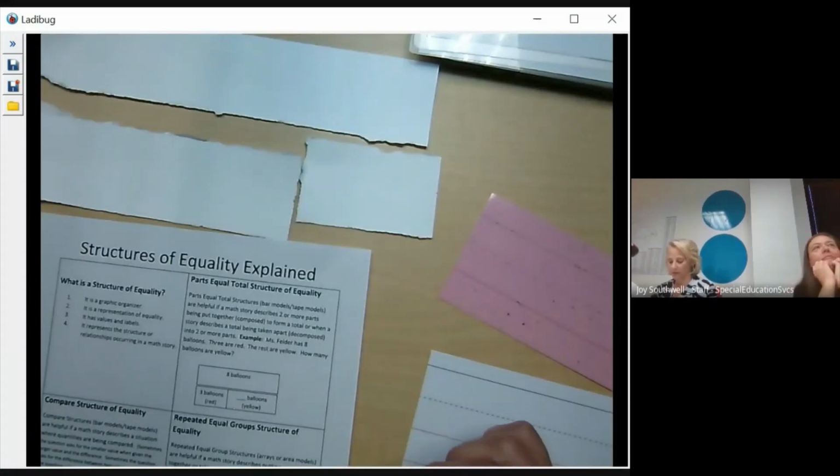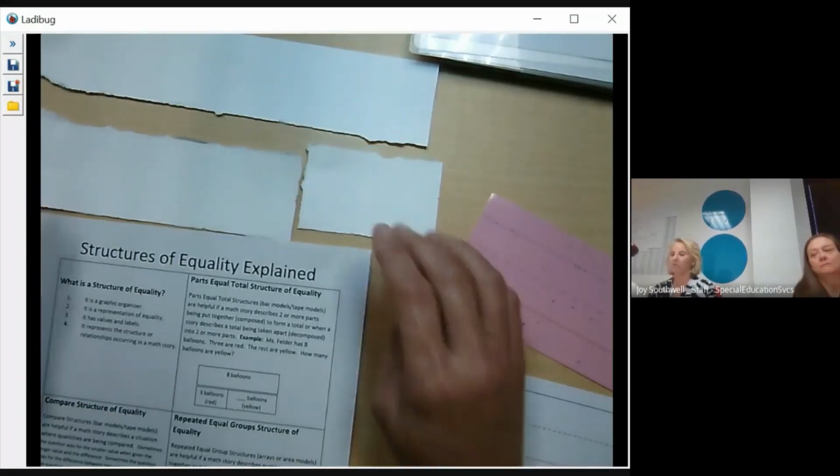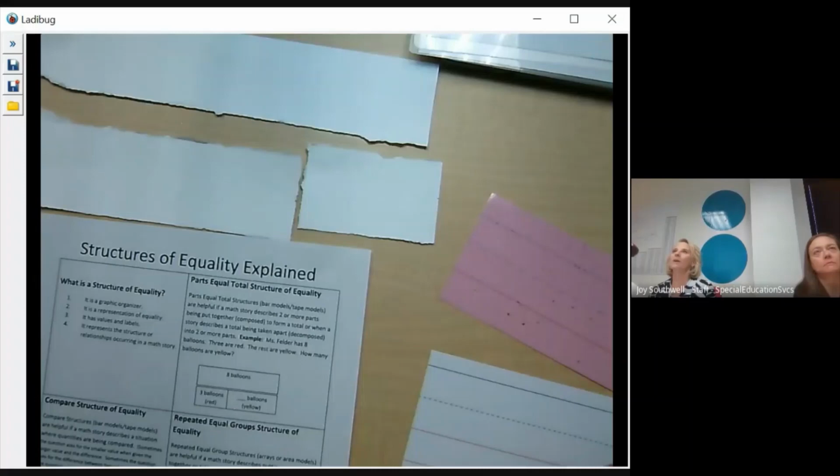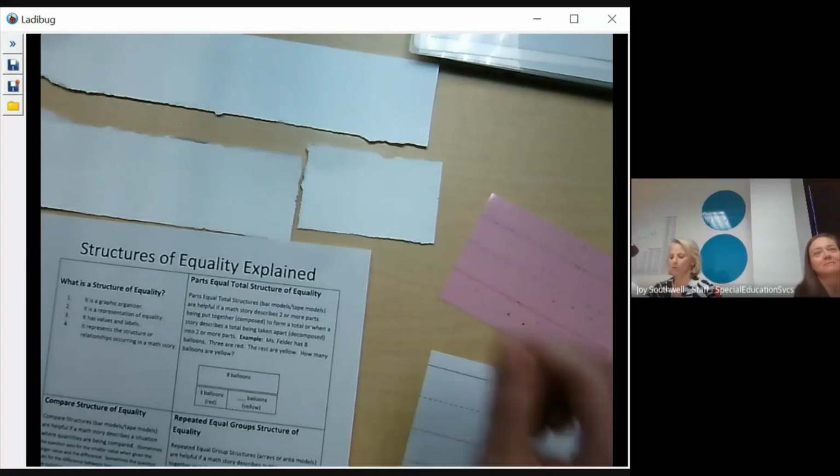Miss Felder has 8 balloons. 3 are red, the rest are yellow. How many balloons are yellow? So Miss Felder has 8 balloons. Someone come off mute and tell us what bar should the 8 go on, the total bar or the parts bar? The total bar. Yay, thank you. It should go on the total bar.